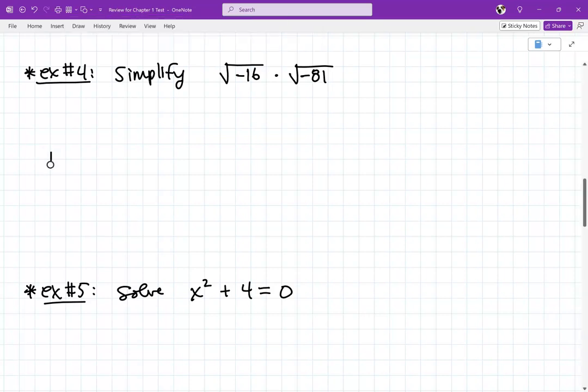They say simplify the multiplication of two radicals. You notice how both of these have a negative on the inside? I told you guys that if there's a negative on the inside, you take out the negative and you write the letter i. So this is i square root of 16.